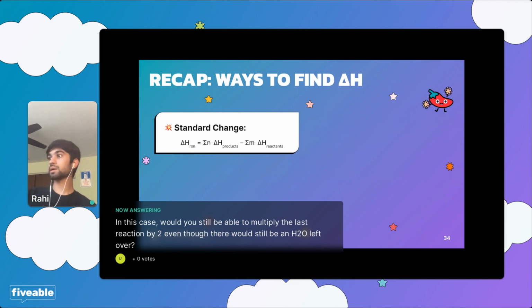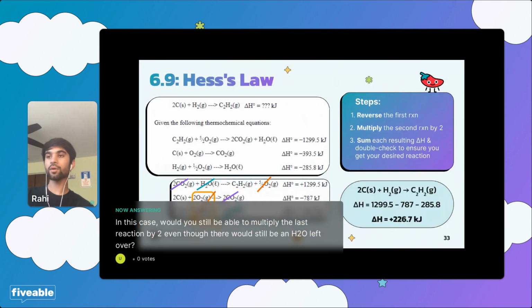I saw that question maybe a lot of times. In this case, would you still be able to multiply the last reaction by 2, even though there would still be H2O left over? Like when I said, okay, I'll talk about this. Thank you for yelling at me to look at my screen. Sometimes I'm in the zone, like auto zone, you know what I'm saying?